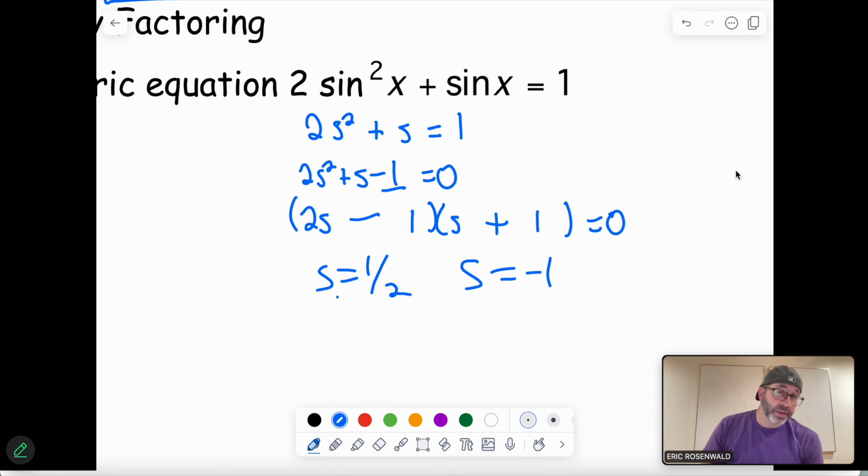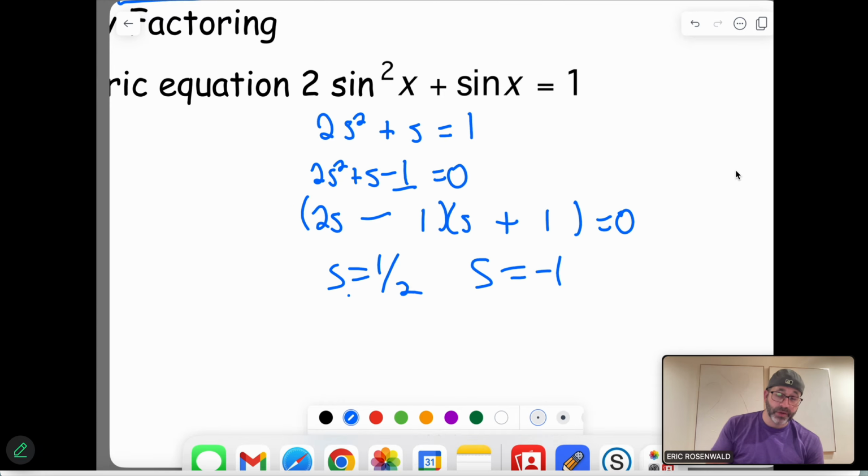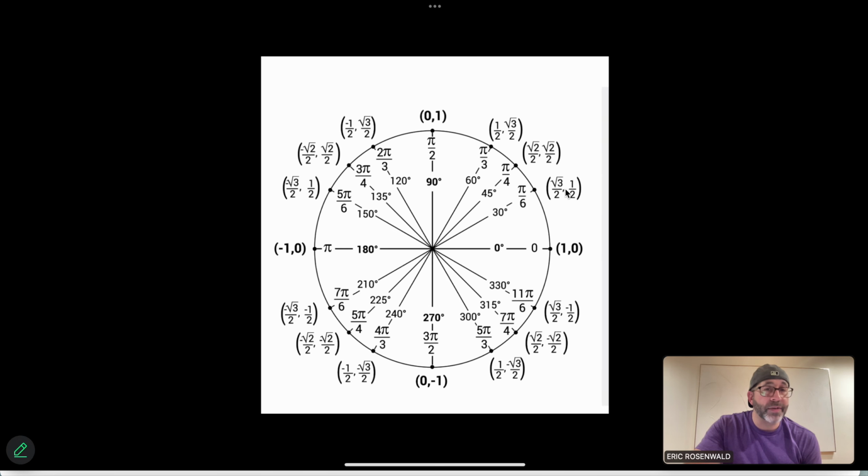So this is where we have to look at the unit circle. Where do we have a sine value equal to 1/2? That's where do we have a y value equal to 1/2? That happens right here at pi over 6. And then the other one happens right over here at 5 pi over 6. And then we said, well, when is sine equal to negative 1? That happens right here at 3 pi over 2. That's where that y value is a negative 1 there.